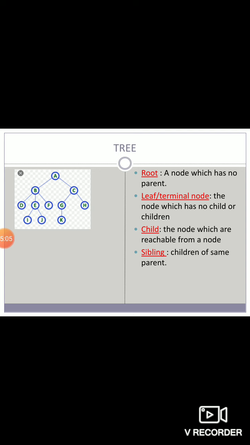Next we have the sibling. Siblings are children of the same parent. That means the relation of brother and brother, sister and sister, or brother and sister is nothing but sibling. Here I and J are siblings, G and H are siblings, B and C are also siblings. So siblings are the children of the same parent. So here we saw four concepts: root, leaf, child and sibling.